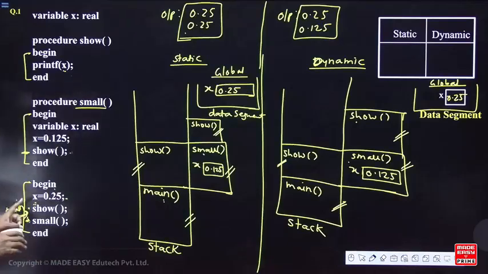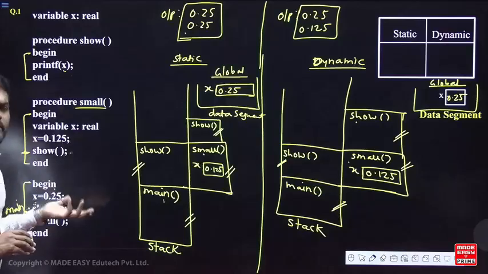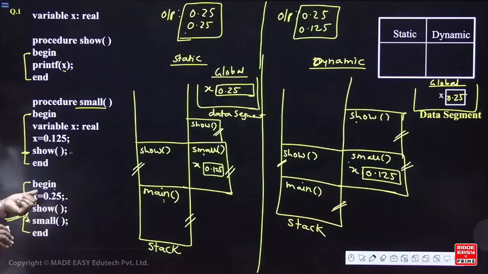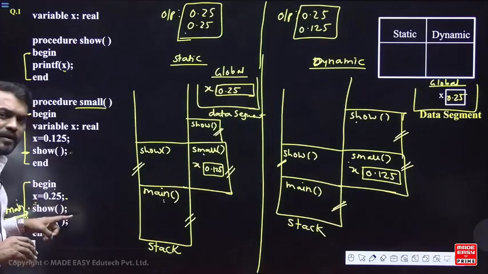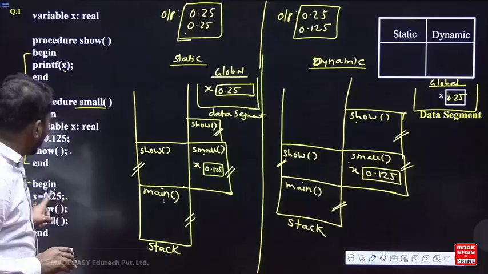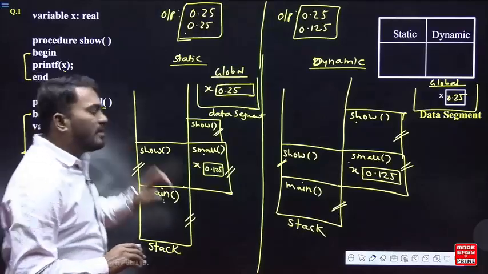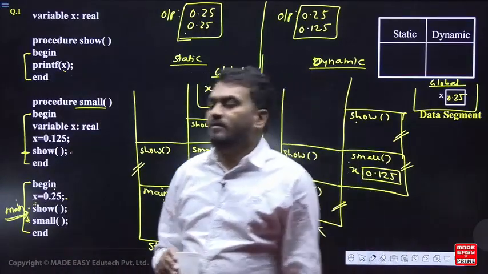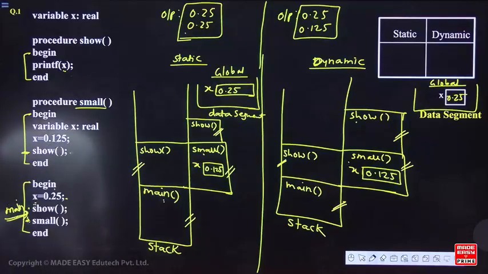Surjit Mandal, what is this here? X equal to 0.25, that's a free variable here. So where do you have to update it? X equal to 0.25, which variable will be updated? It will be updated in the global only, because there is no previous calling function for the main. Whether you follow static scoping or dynamic scoping, remember, this x equal to 0.25 will update in the global only. Is this clear, beta?